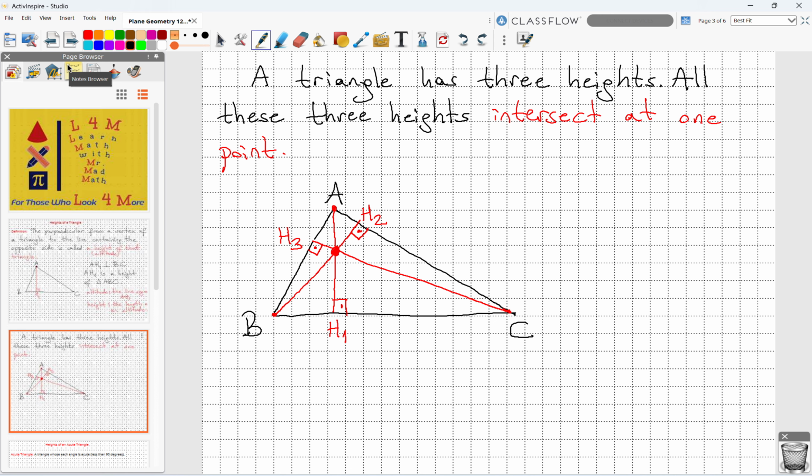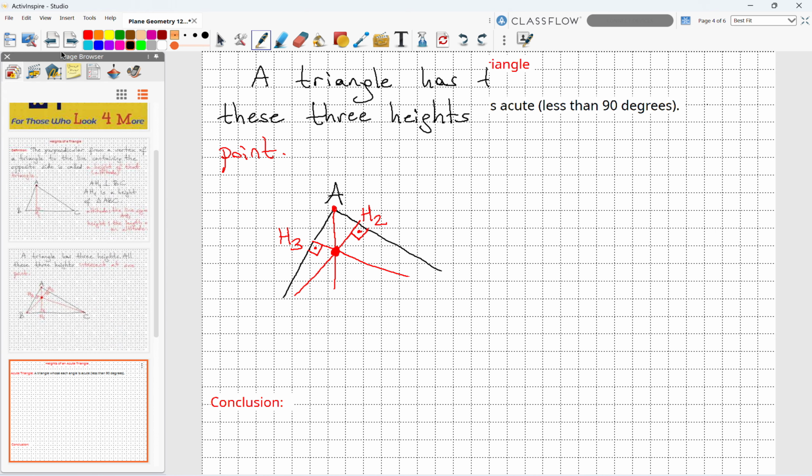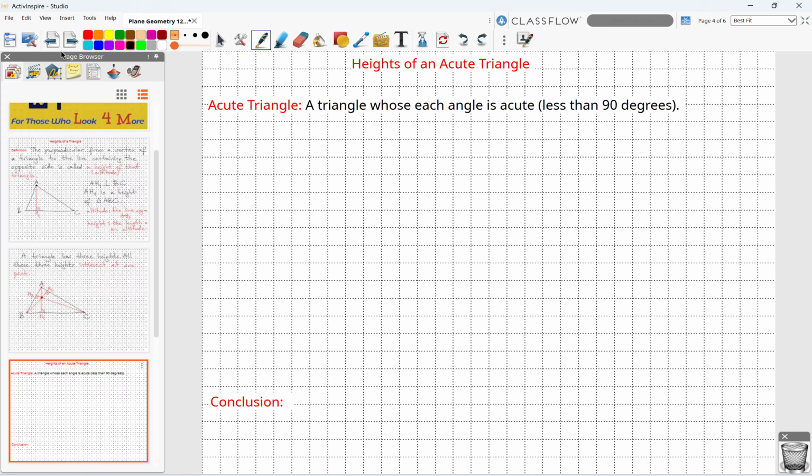Where is that point of intersection of the heights located according to the type of the angles? When we classify triangles according to their angles, we have three types: acute angle triangle, right triangle, and obtuse angle triangle. So we will see where these three heights intersect in these three different types of triangles. Let's start with the acute triangle.